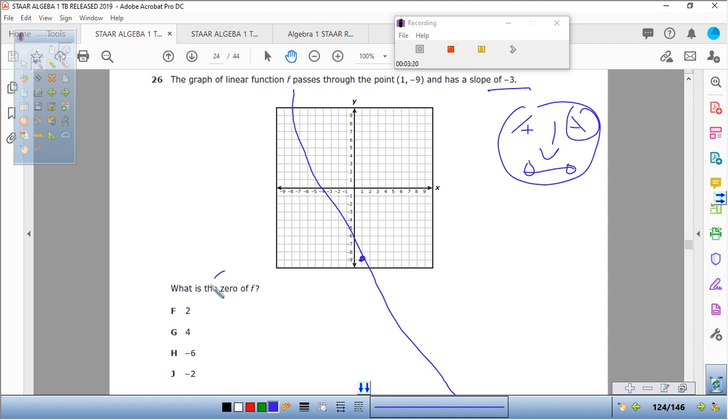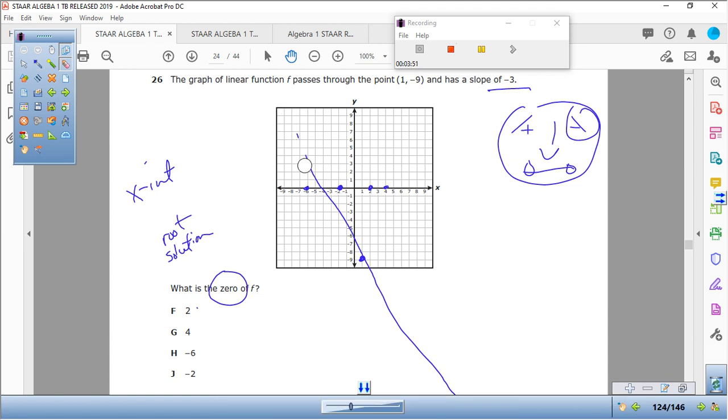And they want to know about the zero. Help me out. I forgot, there's 3 other words. One is your root, your solution, and I think the most important one is your x-intercept. These are x values. Now it could be here at 2. It could be here at 4. It could be at -6. Or it could be at -2. I don't know what to tell you.